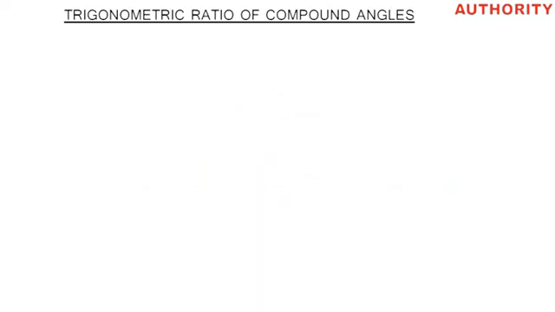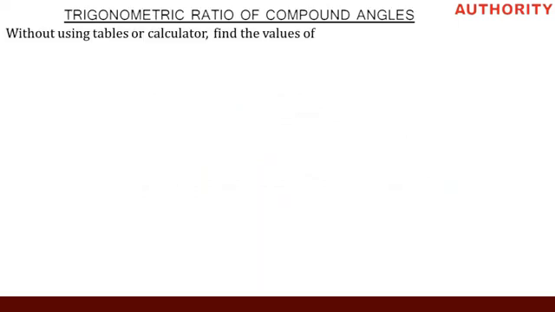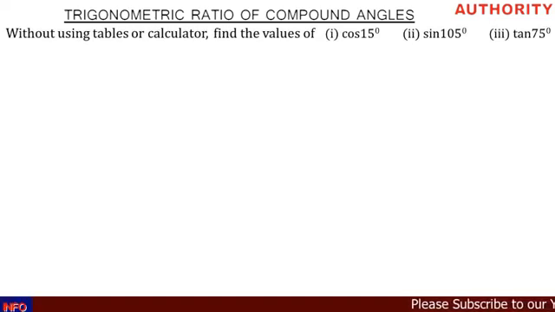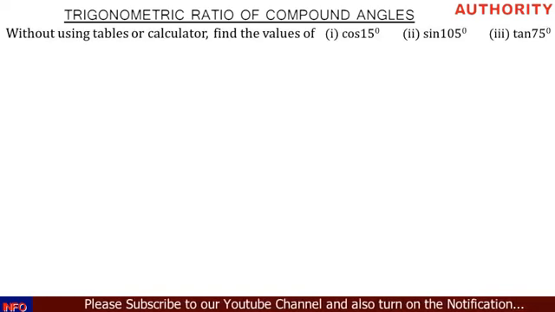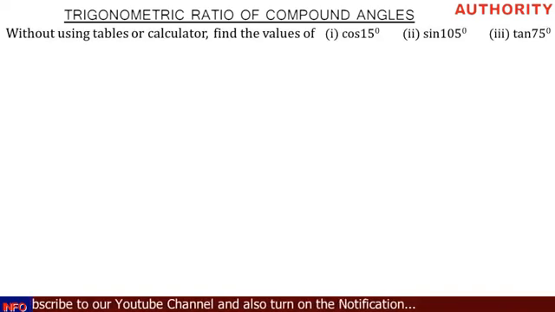Again, let's see what we have for today. Without using table or calculator, find the value of cos 15 degrees, sine 105 degrees, and tan 75 degrees. Yes, we want to find the true value of cos 15 degrees, sine 105 degrees, and tan 75 degrees.